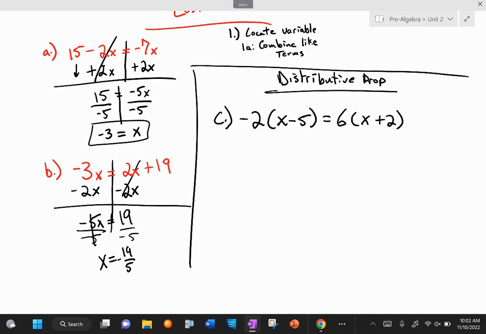Okay, guys, this first step on letter C, distributive property, means that you are taking what's attached to the parentheses and you're multiplying it to each individual term inside the parentheses. So -2 times x would be -2x. -2 times -5 will be +10 equals, and then you have to do the same thing on the other side. 6 times x equals 6x. 6 times 2 equals +12.